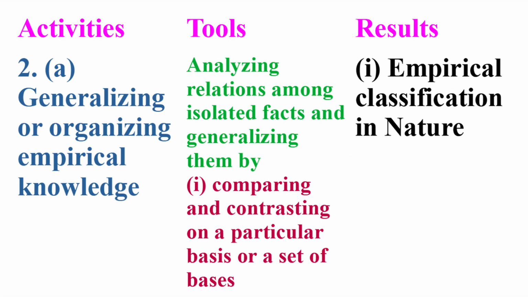There are two different tools used for generalizing or organizing gained knowledge about nature. The first one is comparing and contrasting, on some particular basis or set of bases, a set of related facts, and recognizing the existence of similarities and differences among them. This results in empirical classifications in nature.